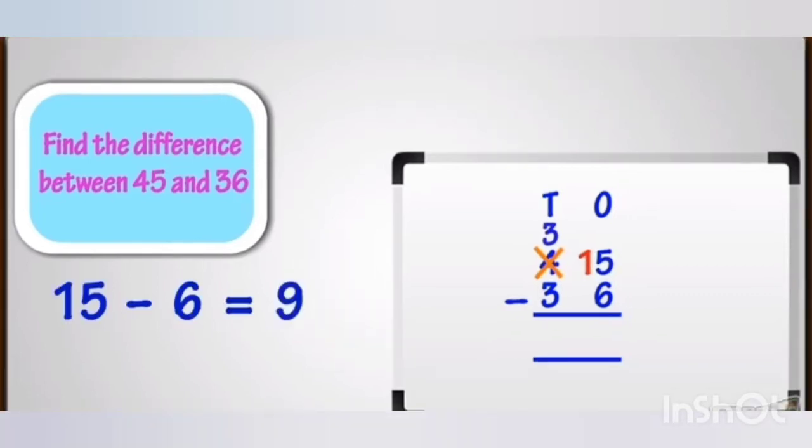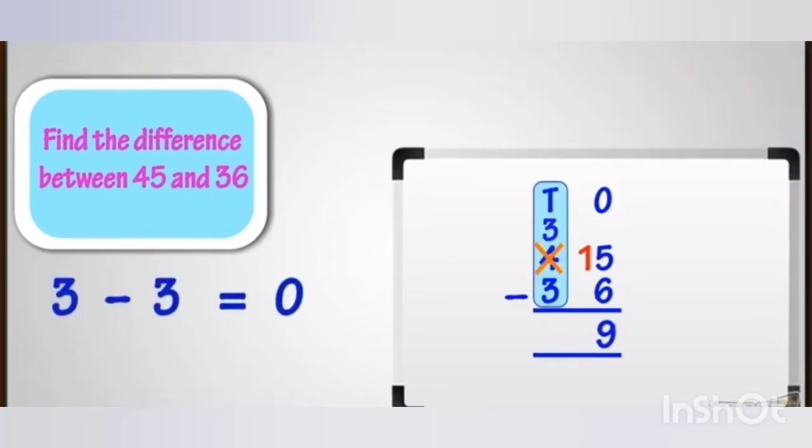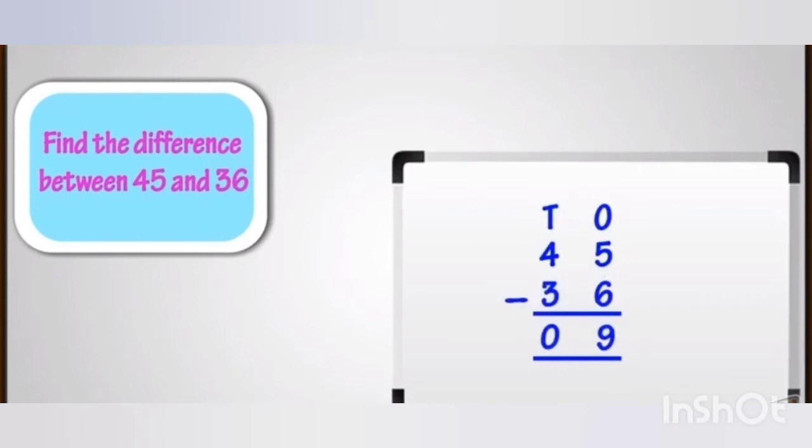So again, starting from 1's place, subtract the numbers in 1's place. Yes, on subtracting 15 minus 6, we get 9. So write 9 in 1's place. Then, moving forward to the 10's place, on subtracting 3 minus 3, the difference we are getting is 0. So write 0 in 10's place. Yippee! The sum is solved. So easy. Dear children, on subtracting 36 from 45, we are getting the difference 9.